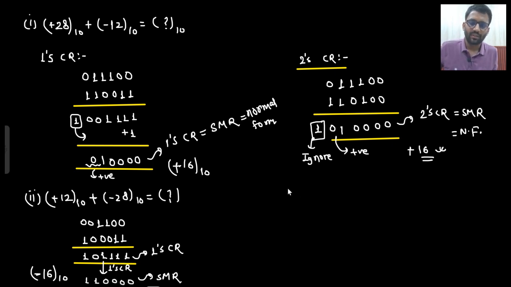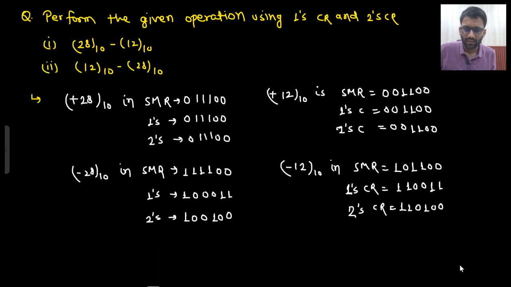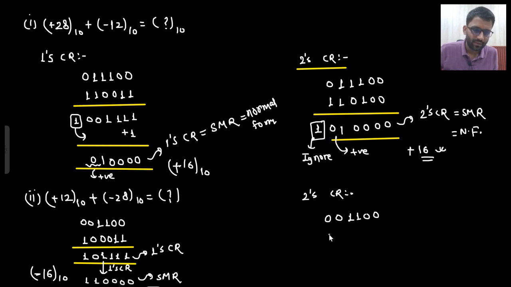That was 1's complement; now we will do it with 2's complement. So plus 12 will be 0 0 1 1 0 0. What about minus 28? So 1 0 0 1 0 0. We need to add them up. Since I know the answer would be negative, I should not generate any carry here. Carry would not be generated. Yes, carry is not generated.